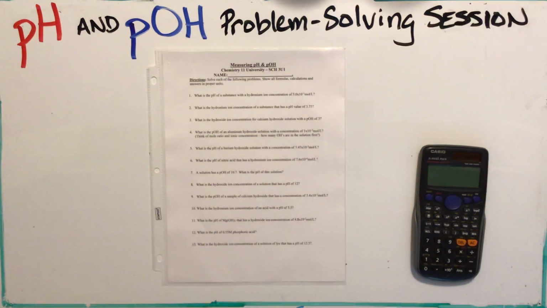All right, Chem 11, we are back. What we're going to do today is another one of our problem-solving sessions, and we're going to be dealing with the pH and pOH worksheet that was left for you on the D2L class page. All right, so to do this, what are we going to need?